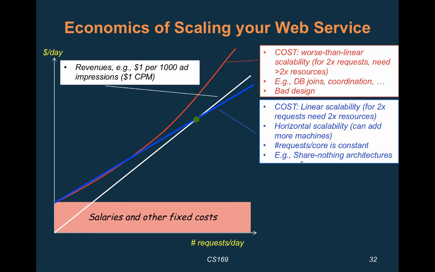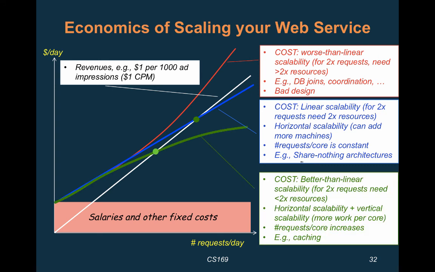A bad job in engineering results in this curve. The more people come to your site, the slower things start to get, or the more machines you have to put in, the more electricity you have to consume. This is what you get if you need to do very complex queries that require coordination, database joins.